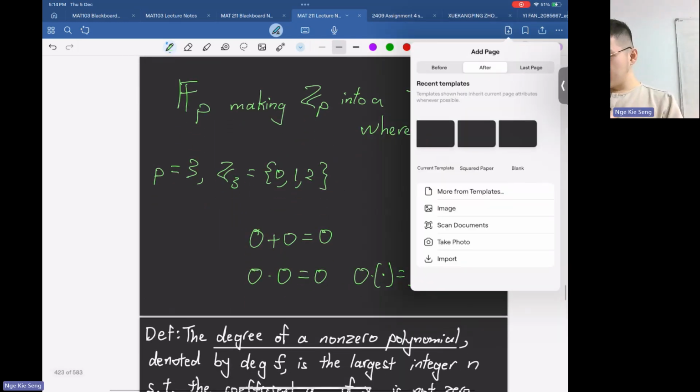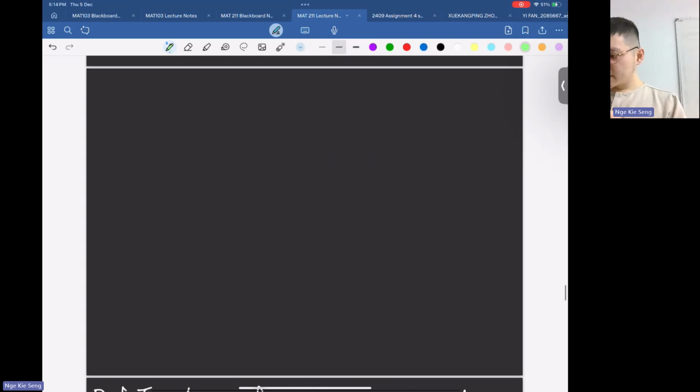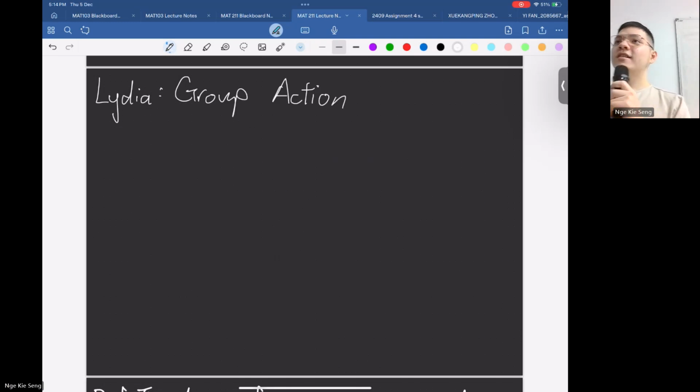Another thing asked by Lydia, right? So Lydia asked, what's the usefulness of group action? What do you think? Anyone know how useful group action is?